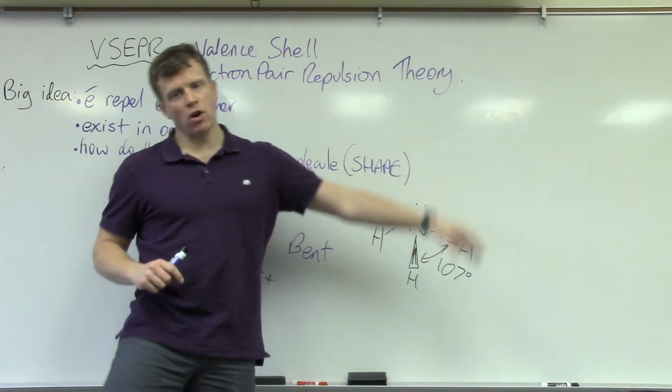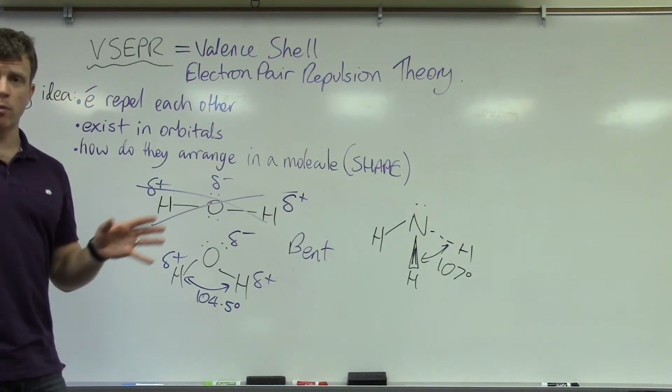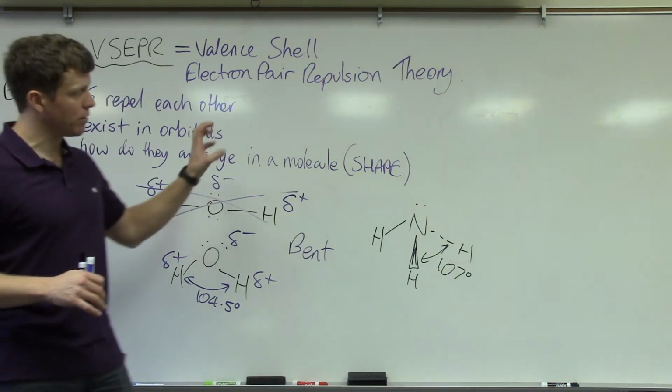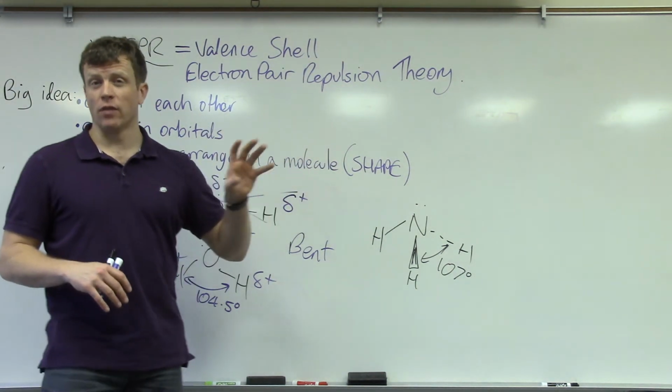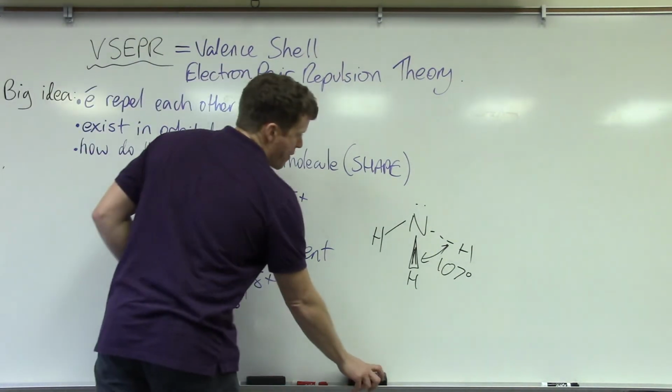And then on the other side, you've got methane, or tetrahedral shape, that has just bonded pairs repelling each other equally. So it's the lone pairs that really have a big effect on the shape. Well, actually, the repulsion of lone pairs.